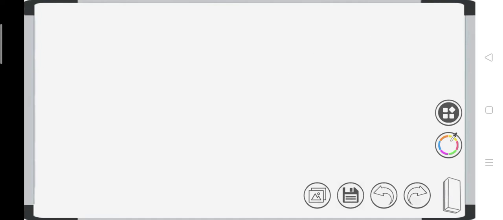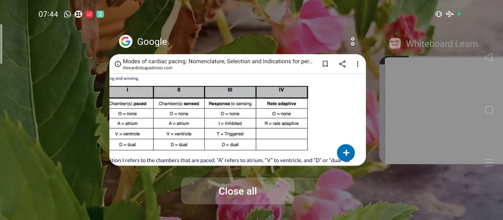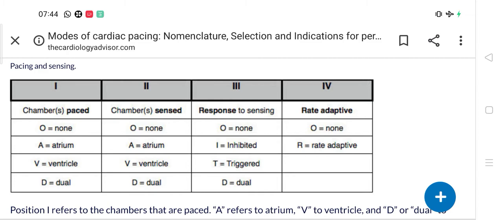Coming to the basic model, how will you identify and name the pacemakers? Actually there are five positions in the nomenclature. First is chamber paced, second is chamber sensed, third is response to sensing, fourth is rate adaptive, and fifth is multi-site pacing, but we don't use that a lot. The first four are important, and in that also the fourth one is rate adaptive.